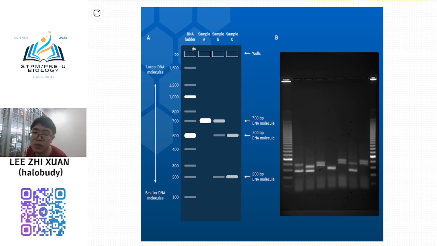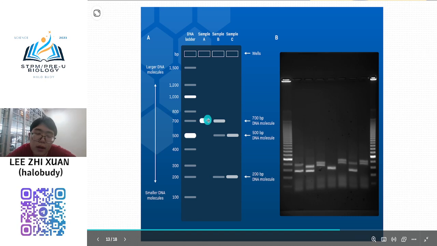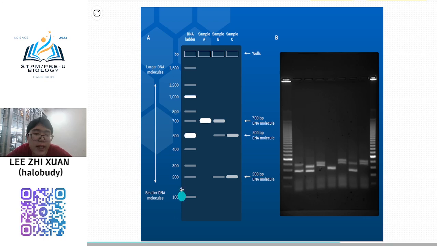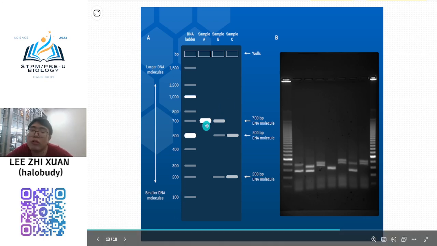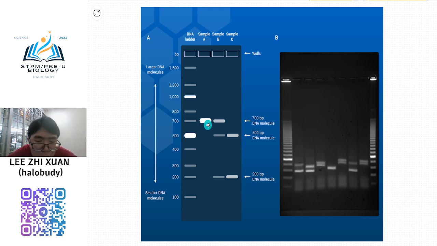You can think of the DNA ladder like a ruler to determine the size of the DNA directly. Because if you do not have the DNA ladder, can you imagine just looking at the bands like that? You would not know how big each band is, what size it is. So you need to have the DNA ladder.